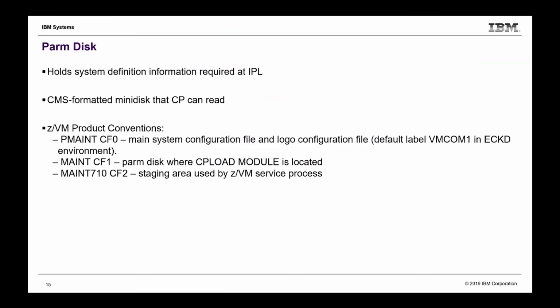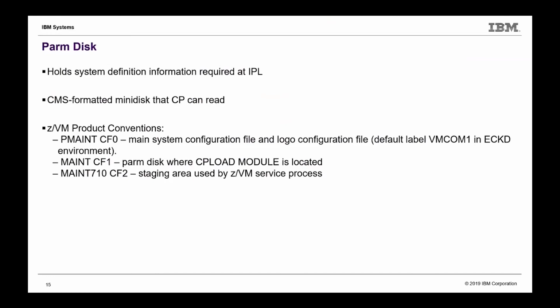Part of what that allows us to do in an SSI cluster is I can run the members at different levels, right? And so maybe I'm going to roll out some new support. I would do that with one member at a time and go that way. Now, there's also a release-related configuration disk. In this case, it's PMAINT 710 because that's the most current release. CF2. And so the service process, we use that as kind of a staging area for things.